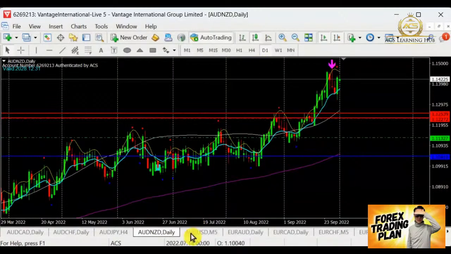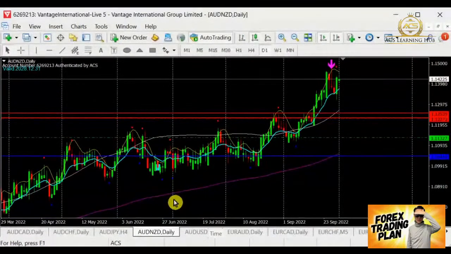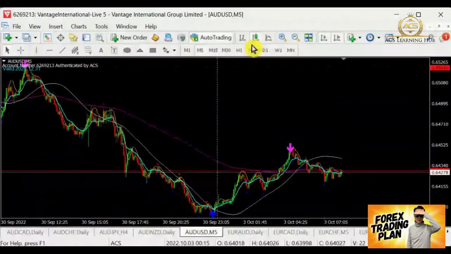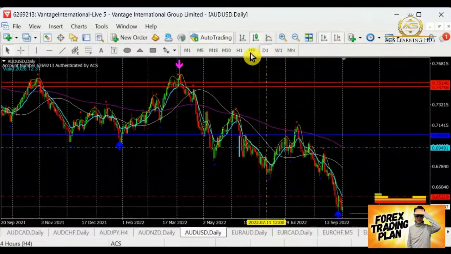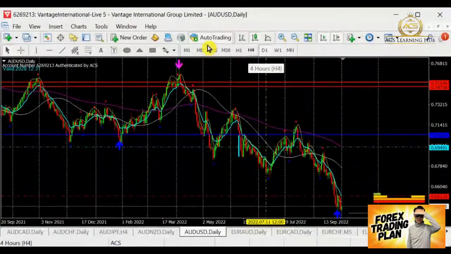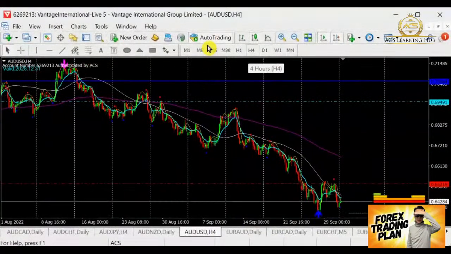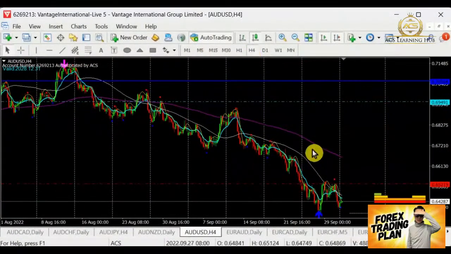Okay, all right. Aussie dollar, for Aussie dollar it's also the same thing. We are still in the bear. However, today looks like there's some retracement, but is the retracement ending soon? Well, the retracement has not ended yet.